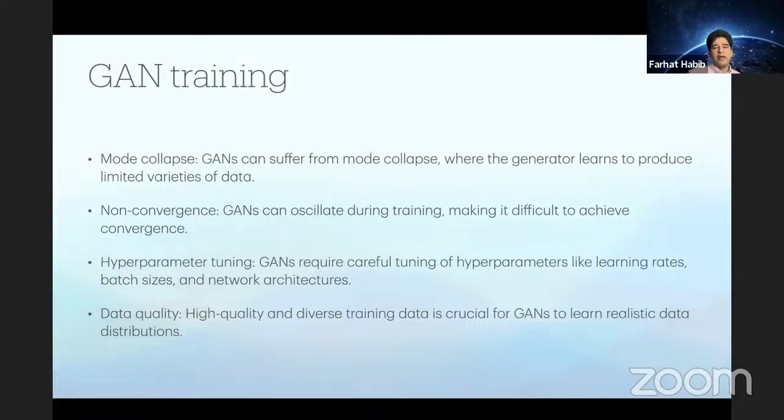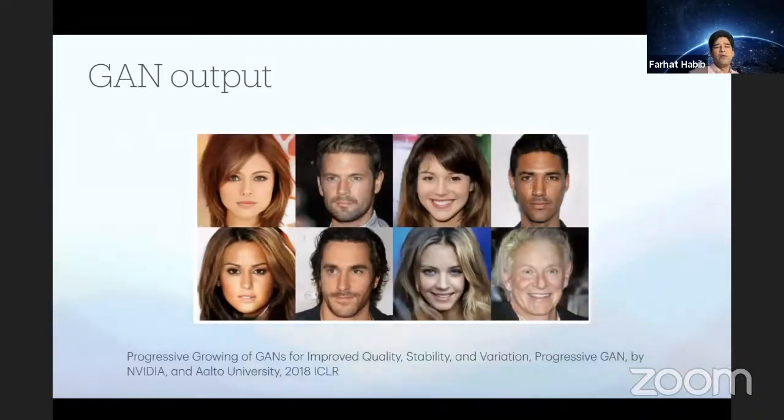Last point is that you require a large amount of diverse training data if you want the GAN to learn realistic data distributions. To start off with, the models were able to generate fairly small sized images, but rapidly people grew to improve the model generation process to generate fairly realistic and large scale images.